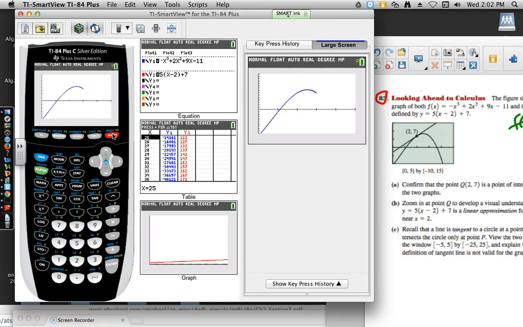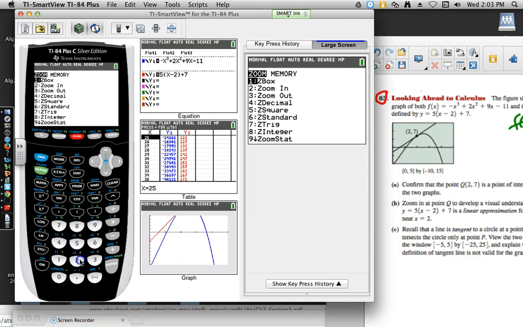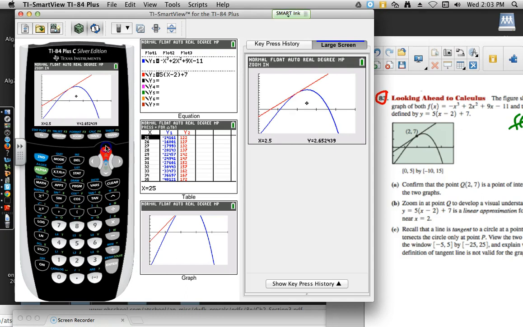And then said, let's zoom in at that point Q and take a peek at it. So really what you're doing is you're just going to zoom in and take a little look so that you can see what's going on. So zoom in, number 2, and I do want to zoom in on this point, so I am going to go ahead and move Blinky to that point of intersection. And then ask Blinky to give me what he can, so enter.